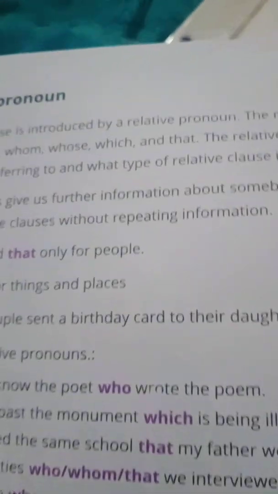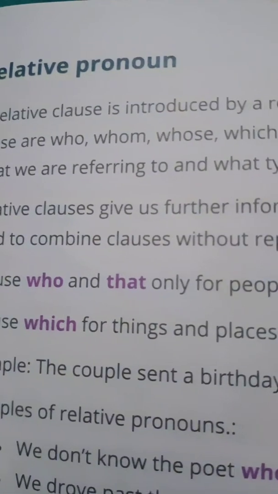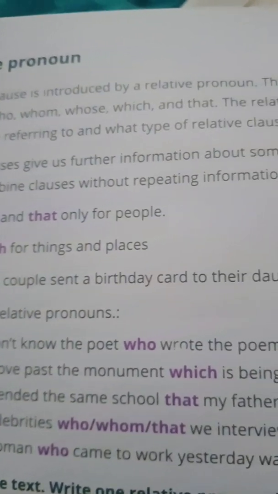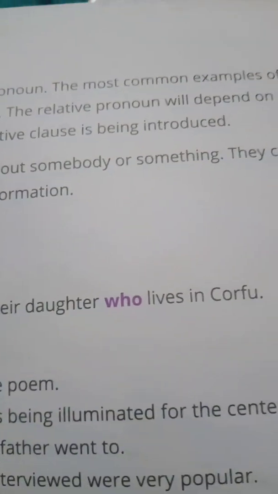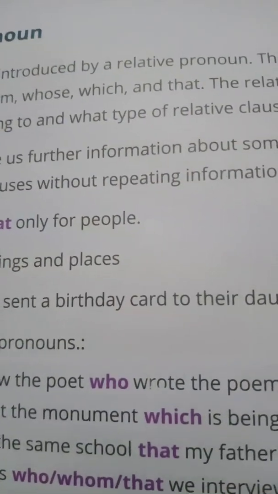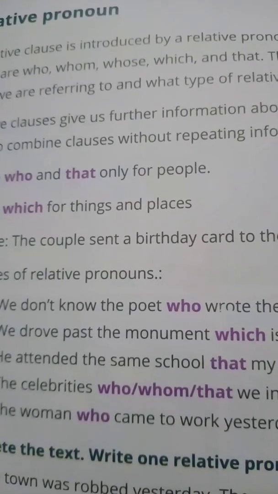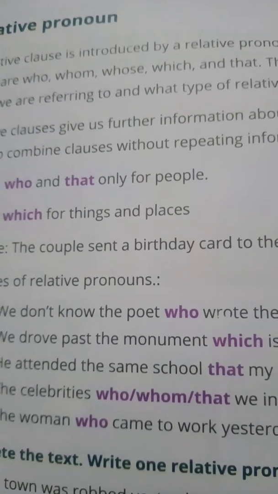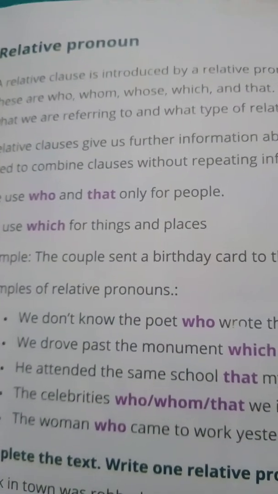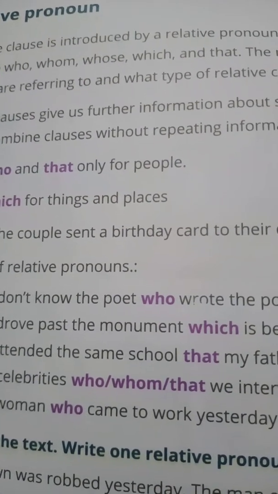Then another one of the most important pronouns next is the relative pronoun. Now what is a relative pronoun? A relative clause is always introduced by a relative pronoun. The most common examples of these are who, whom, whose, which and that. So these 5 pronouns are known as relative pronouns, as the relative clause in a sentence is always introduced by one of these relative pronouns. And what are those relative pronouns? Who, whom, whose, which and that.